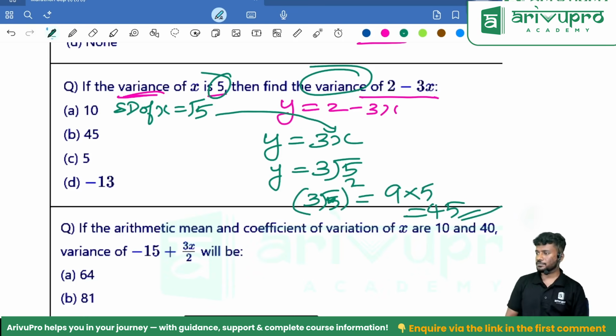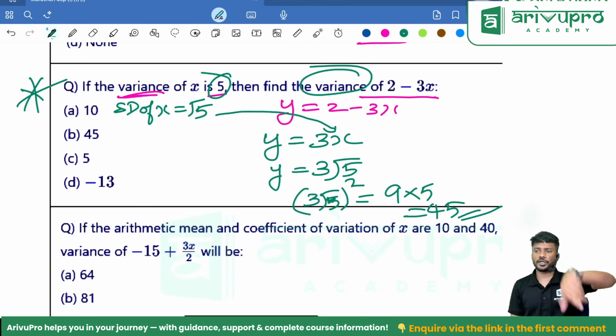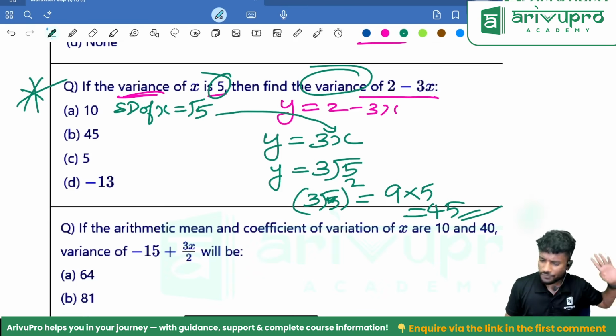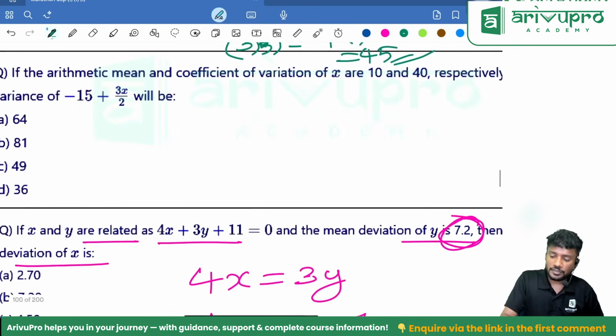Is that clear? This is the most confusing part of this topic, variance. First find standard deviation. Based on standard deviation, we will find the standard deviation of y. Then we will square. Then you will get the variance of x or y, accordingly.